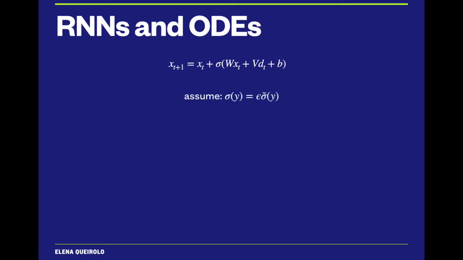And if we assume this nonlinearity sigma to be in some sense small, so that it can be written as epsilon times some other nonlinearity sigma tilde, then we can rewrite this in a form that you might notice as something we, as numerical mathematicians, are relatively familiar with. This is a forward Euler method.